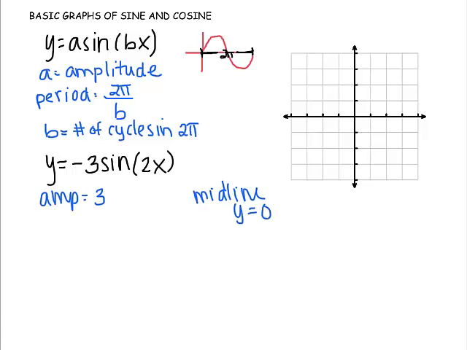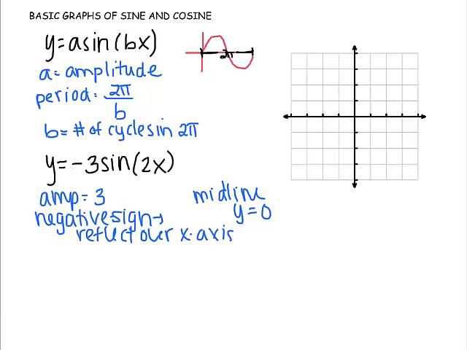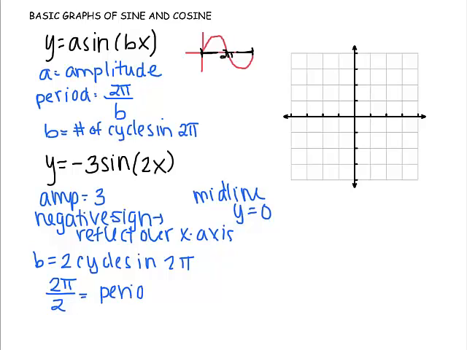Now, what do you think that negative sign is going to do? You're right, that negative sign is going to flip my sine curve. It's going to reflect over the x-axis. Now, that b value is 2. That means that I'm going to see 2 cycles in 2 pi. If I see 2 cycles in 2 pi, that means that my period is just 1 pi. That means that I'm going to see 1 cycle in just 1 pi.